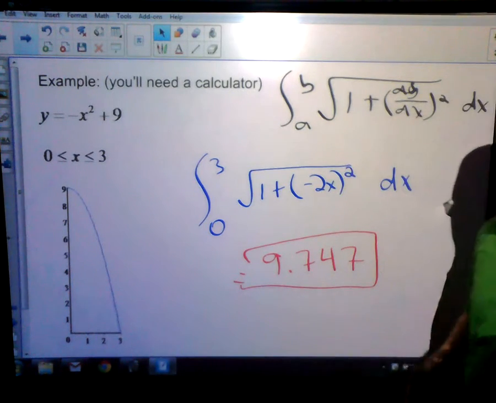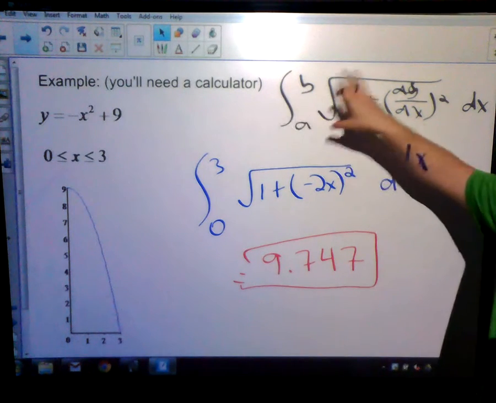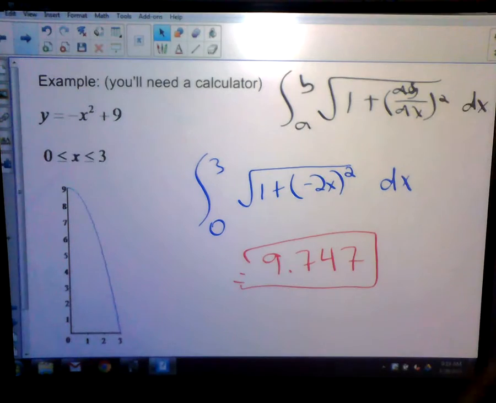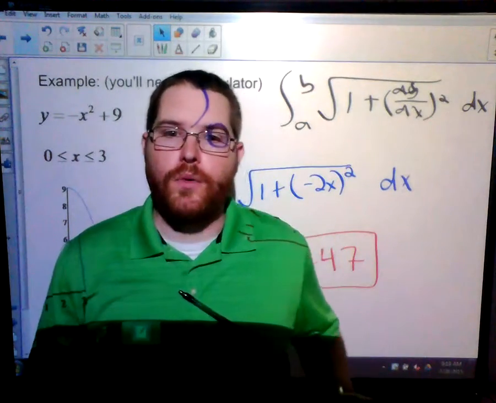We'll do a lot more examples in class, but this is the basic idea. Arc length is the integral of the square root of 1 plus the derivative squared. Again, you have to have that memorized for any AP test, quiz, or test in my class.